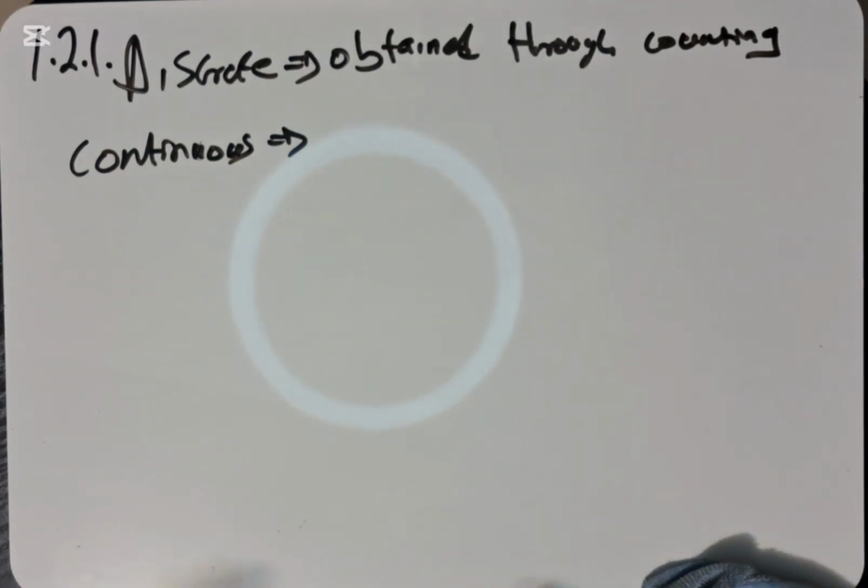When you count something like 1, 2, 3, 4 learners, 20 cars, 40 people, as long as you involve whole numbers, we know that it's obtained through counting. As long as you count, like the number of learners, the number of cars, the number of houses, the number of people, we know that we are dealing with discrete.